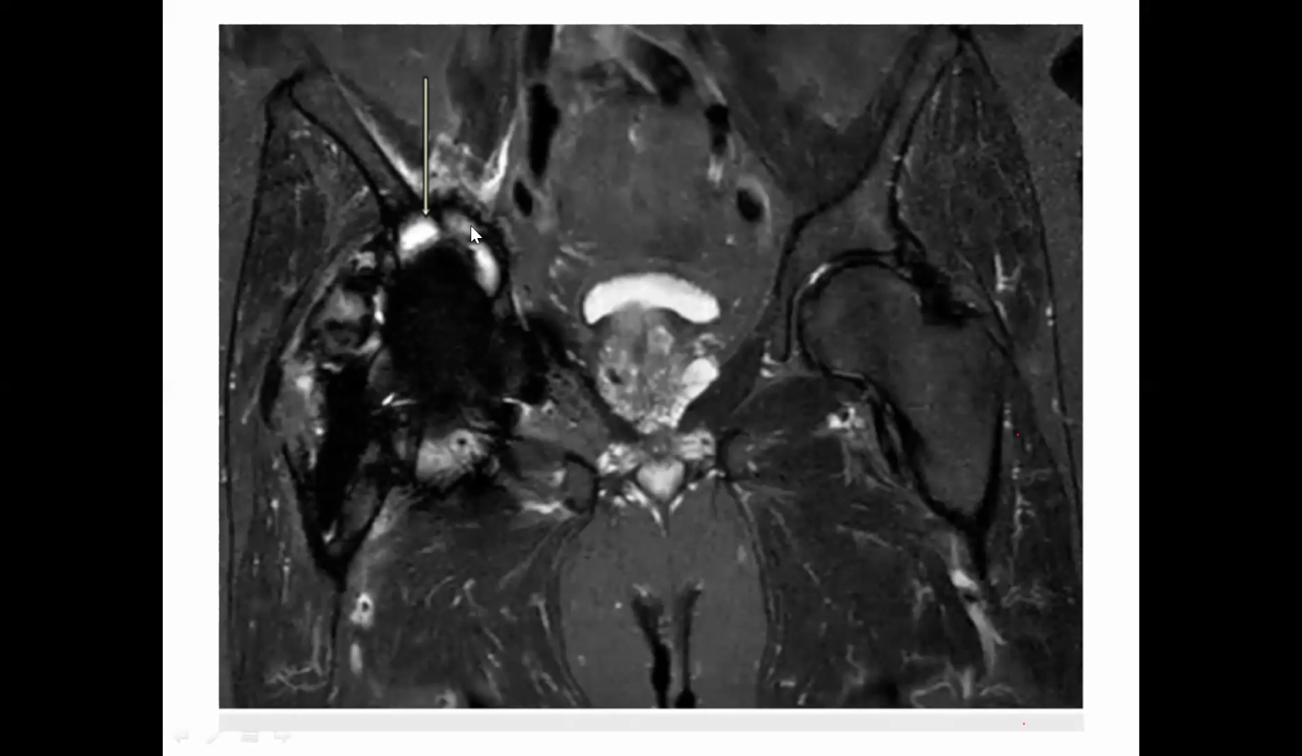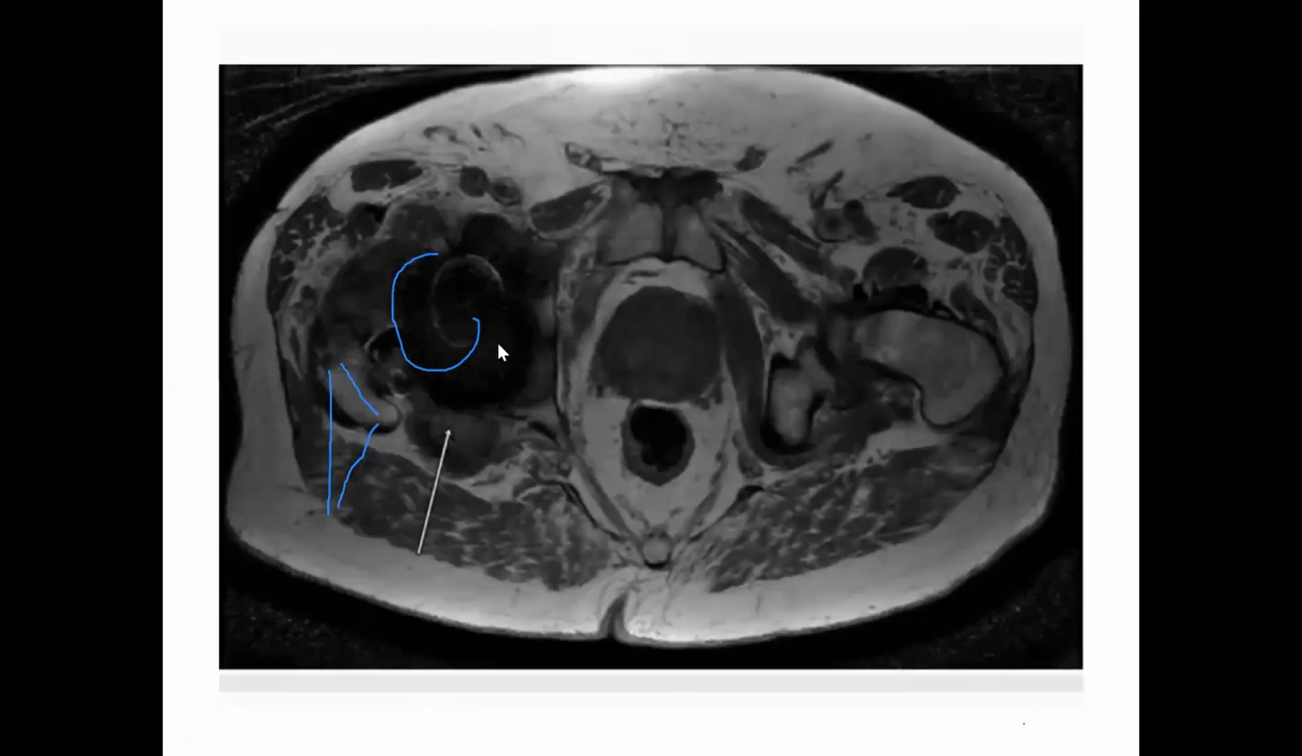You can see the implant of the hip is here, the femur is here, without artifact imaging around the hip joint. So it is very, very important to send for it. MARS stands for metal artifact reduction sequence.